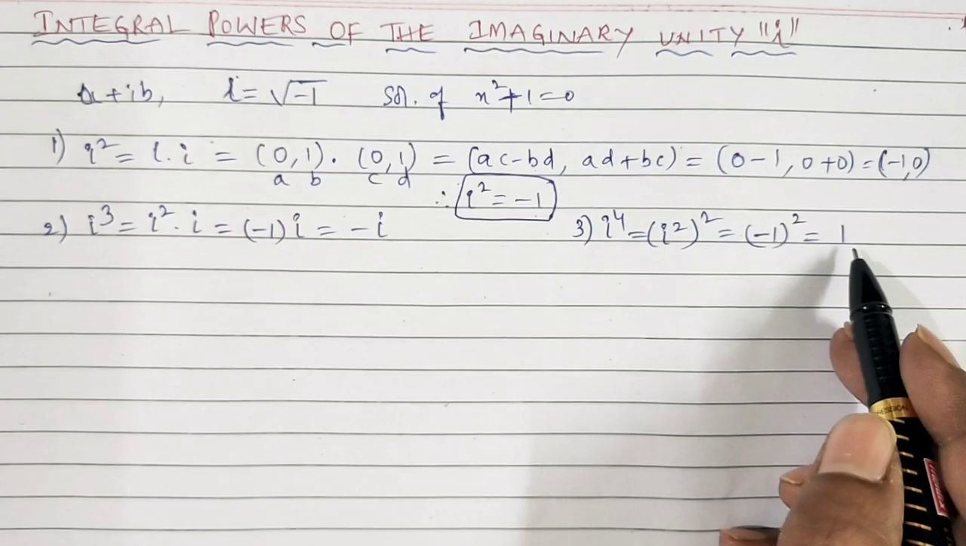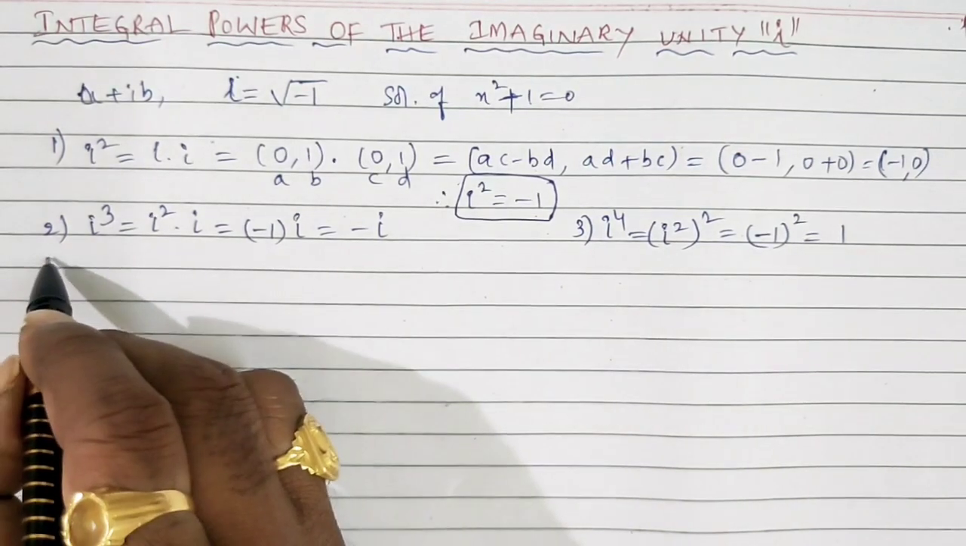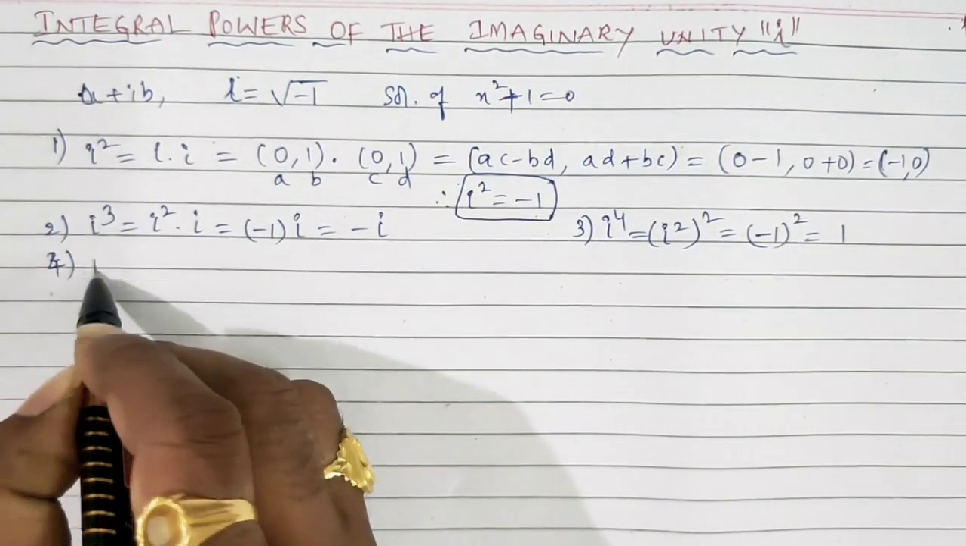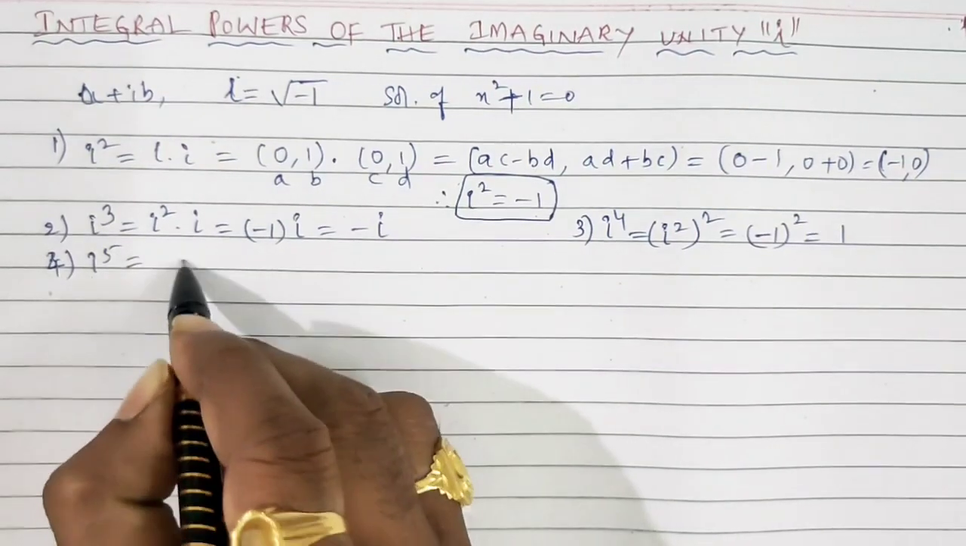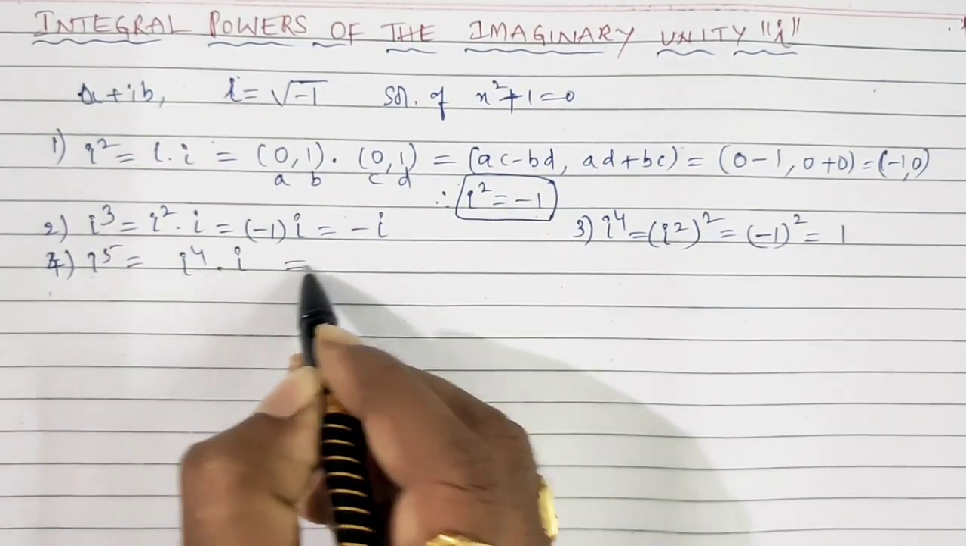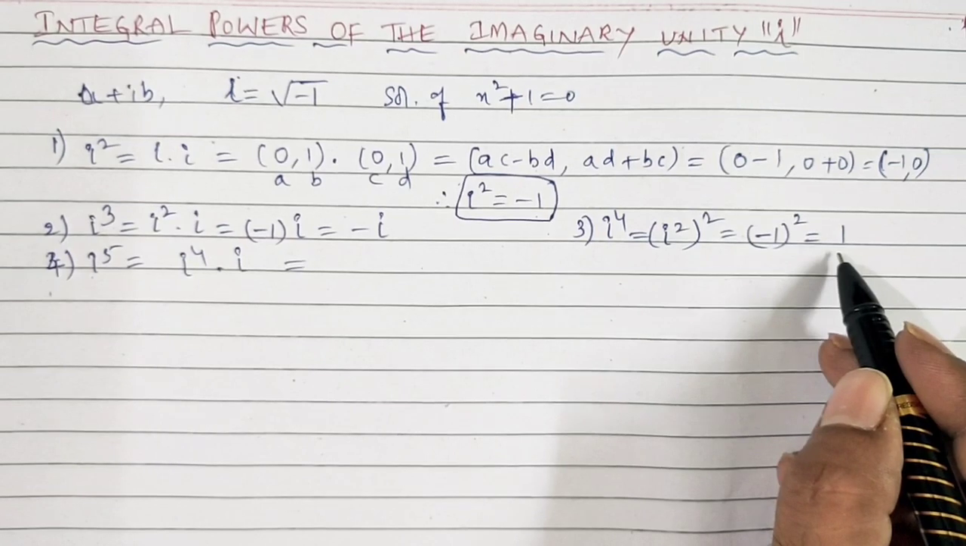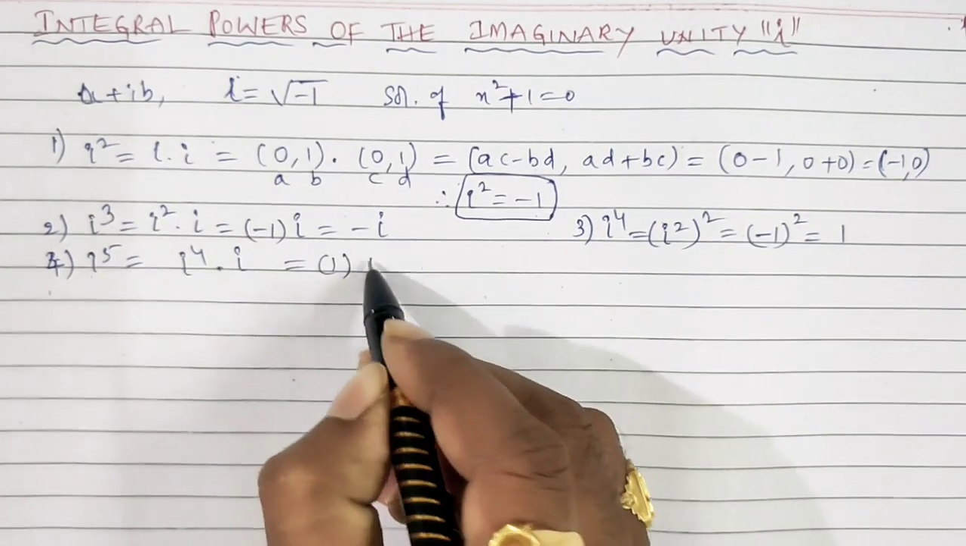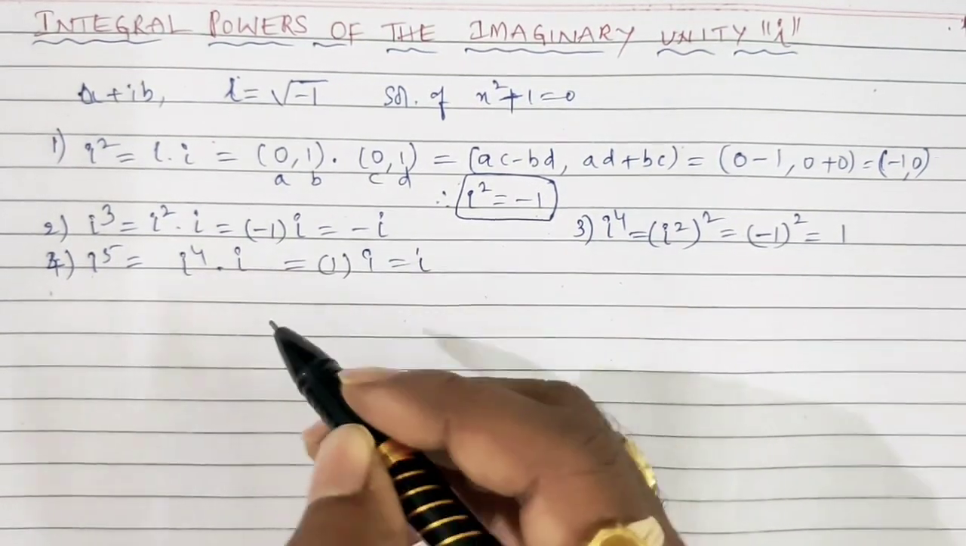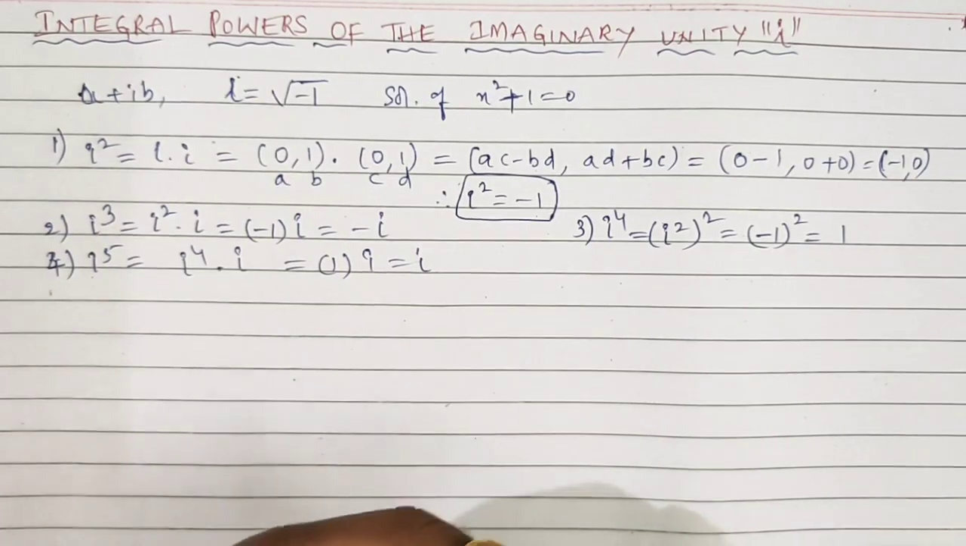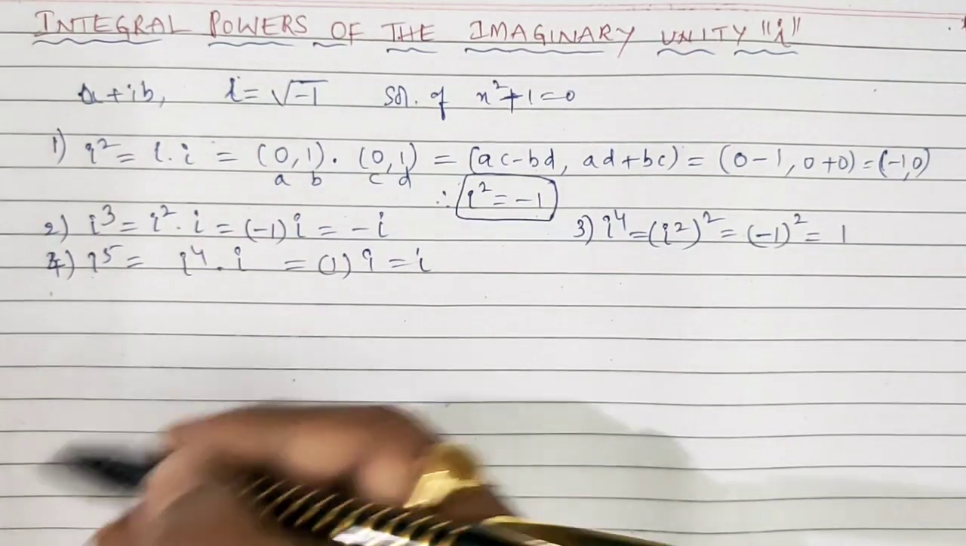So i square value is minus 1, i power 3 value is minus i, and i power 4 value is 1. At the same time, if you find the value of i power 5, this can be written as i power 4 into i, where we got the i power 4 value as 1, so 1 into i, which is i. Like this we can derive the nth power of i.